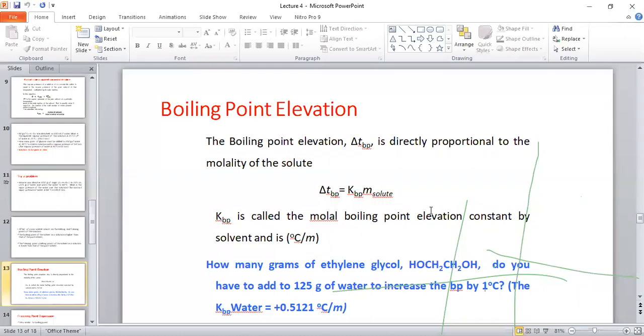molar concentration. So now, how many grams of ethylene glycol do you have to add to 120 grams of water to increase the boiling point by 1 degree centigrade? Here, the molar boiling point elevation constant for water is given as 0.5121 degrees per molar.